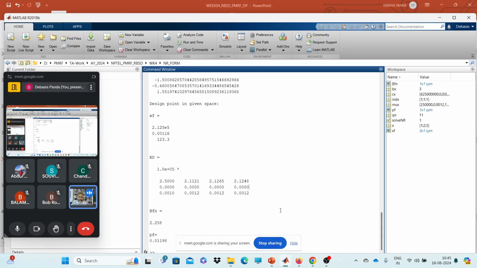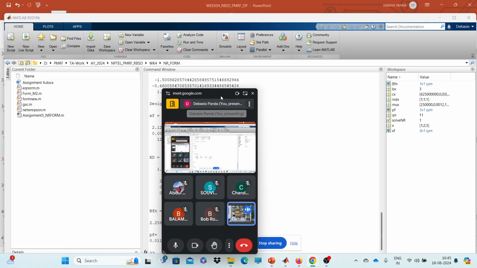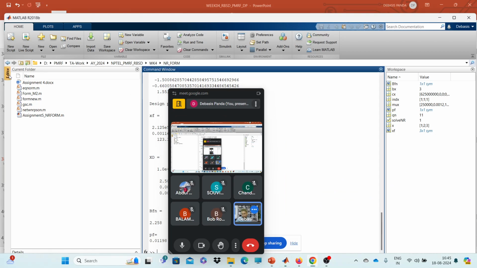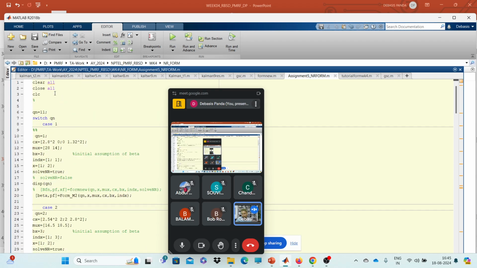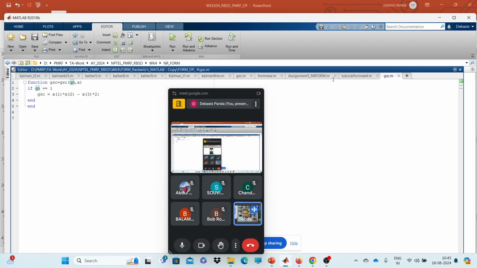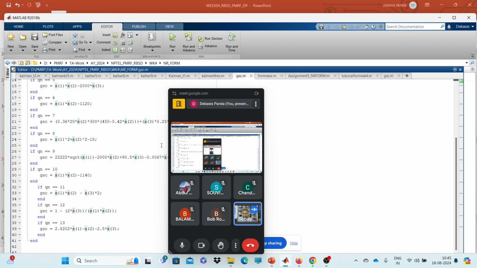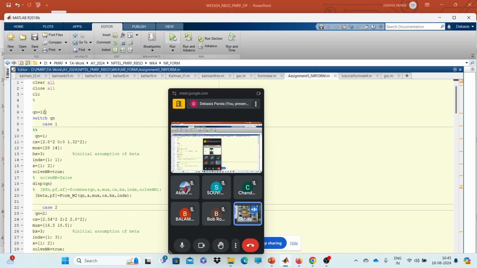Now let's solve using this Rackwitz algorithm. So question number 12, if we change it to question number 12, that means in question number 12, what we have done here is we just changed the limit state into 1 minus d by c. Here you can see it, 1 minus d by c. So now let's solve it.